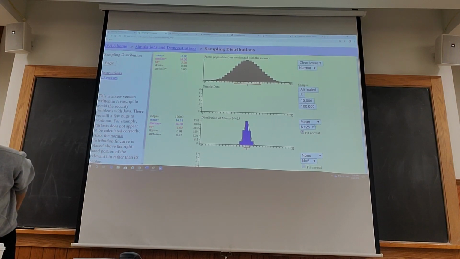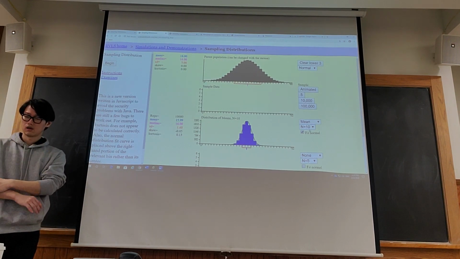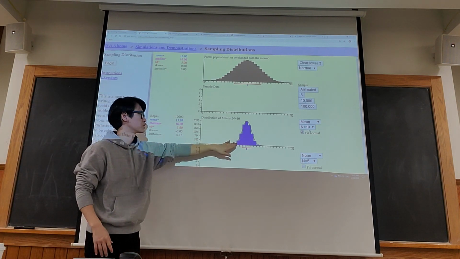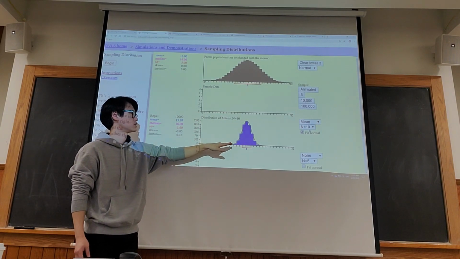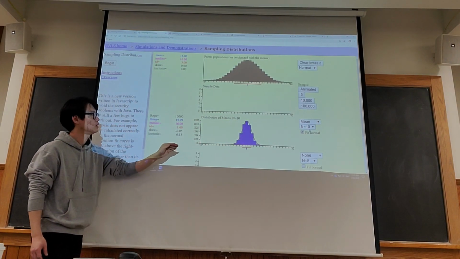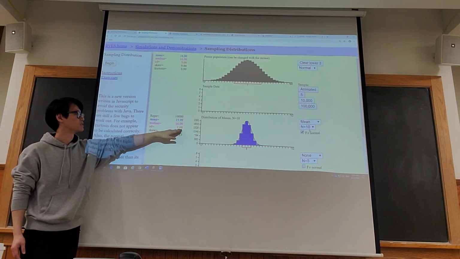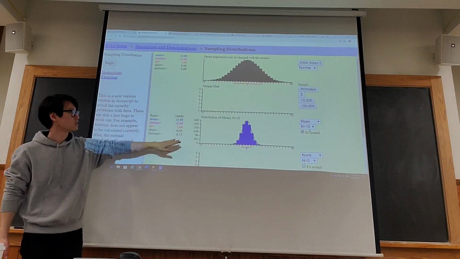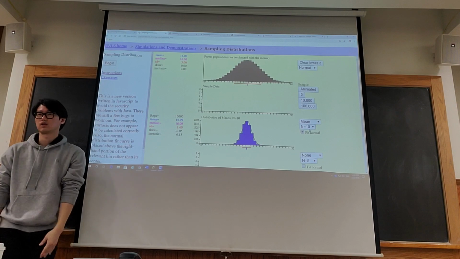Can you tell me, so we know that this follows a normal distribution, and the mean will be the same, but the standard deviation will be different. But can you tell me what is the relationship between 1.60, which is the standard deviation of the blue distribution, and 5, which is our population standard deviation?